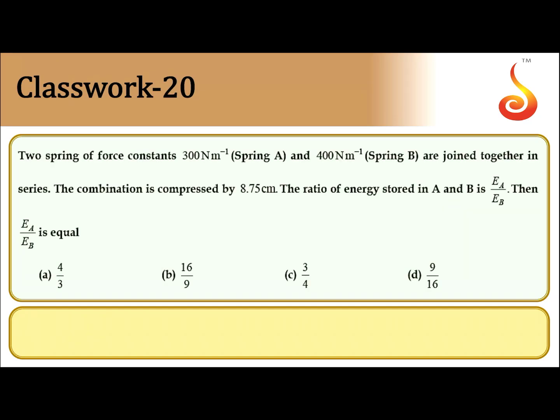20. Two springs of force constants 300 Newton per meter and 400 Newton per meter are joined together in series. The combination is compressed by 8.75 centimeter. The ratio of energy stored in A and B is EA by EB, which is equal to. So there are two springs which are connected in series like this. This is KA, this is KB, and the combination is compressed by 8.75 centimeter.